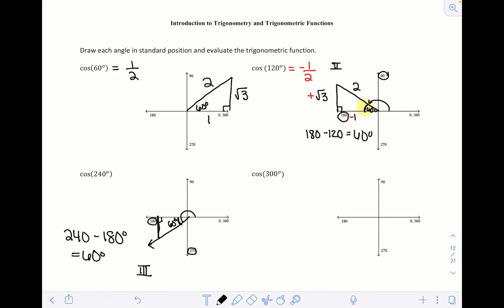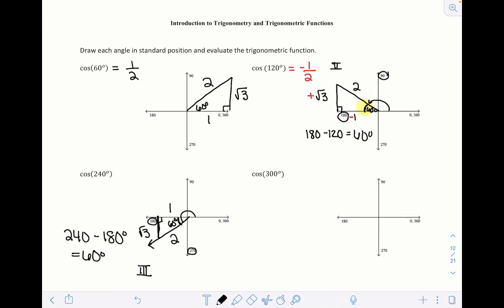So once I know that that little angle in my right triangle that I've just created in quadrant 3 is 60 degrees, and I know the lengths of a triangle where one of the angles is 60 degrees, I can go and fill in all of those sides. So opposite of the 60 is still square root of 3, adjacent is 1, and the hypotenuse is 2.